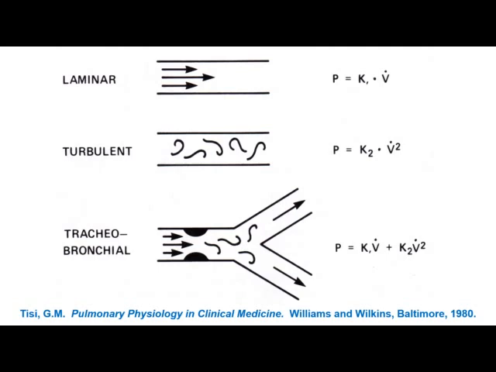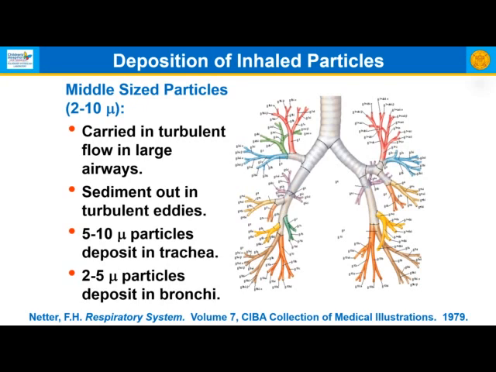Airflow is both laminar and turbulent. We've talked about that before. One thing about turbulent airflow is if this is carrying materials, these turbulent airways basically throw these materials onto the airway surface, or impact on the airway surface. So middle-sized particles, 2 to 10 microns in diameter, are carried in turbulent flow in large airways, and they sediment out in these turbulent airways. 5 to 10 micron particles deposit in the trachea and large airways. 2 to 5 micron particles deposit down in bronchioles or smaller airways.